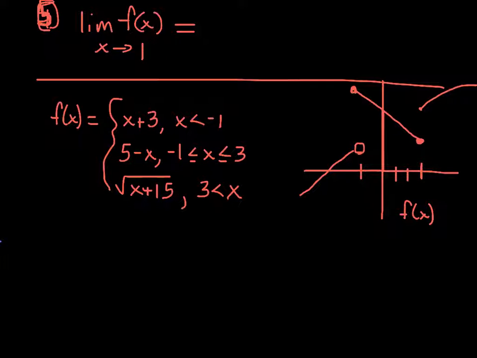Okay. So then what we do from there is we look at this part of the piecewise function right here, and we plug in 1. So basically we're going to do 5 minus 1, which equals 4. And there's your answer. Not so bad, right?